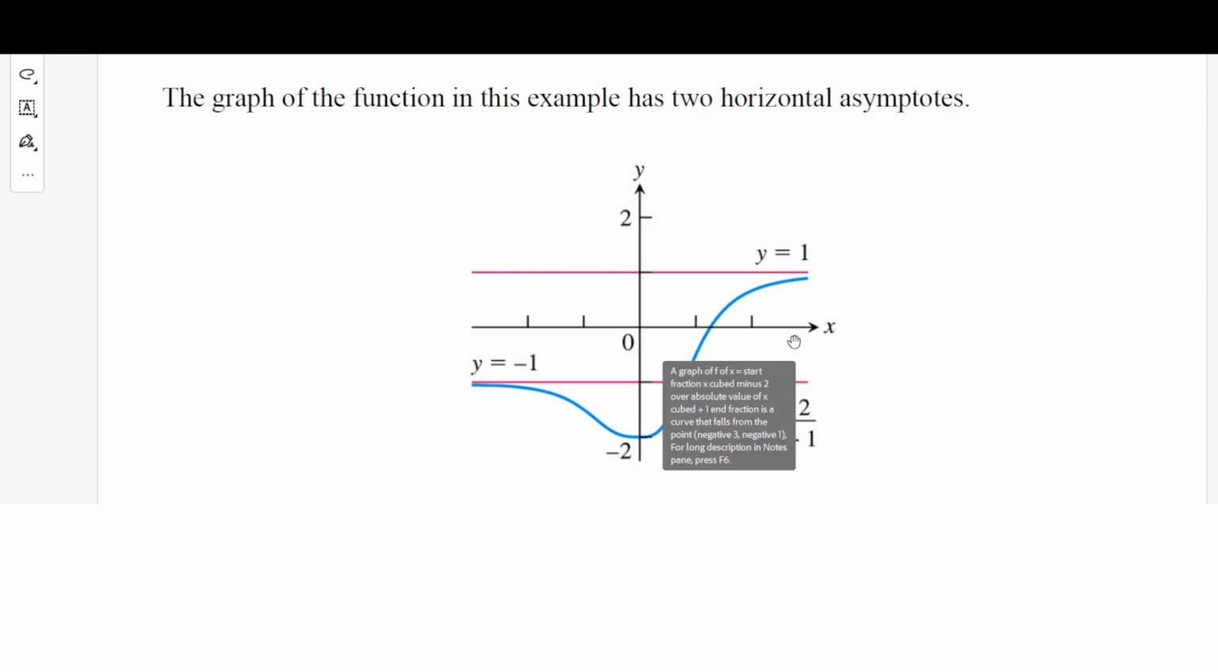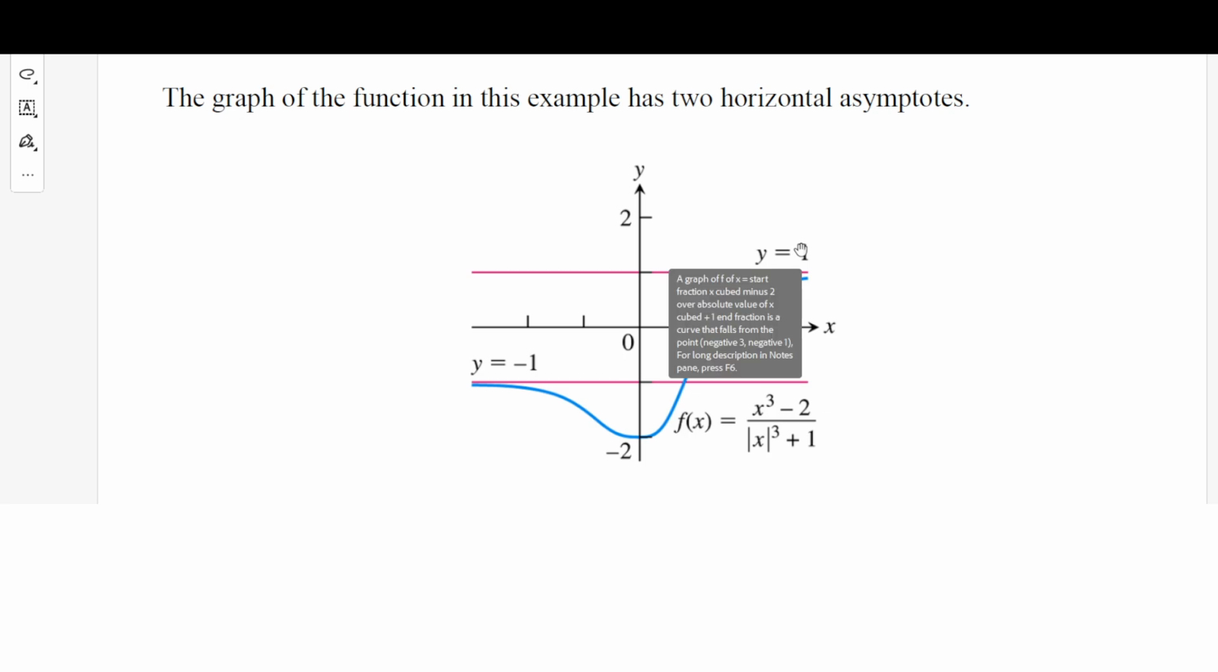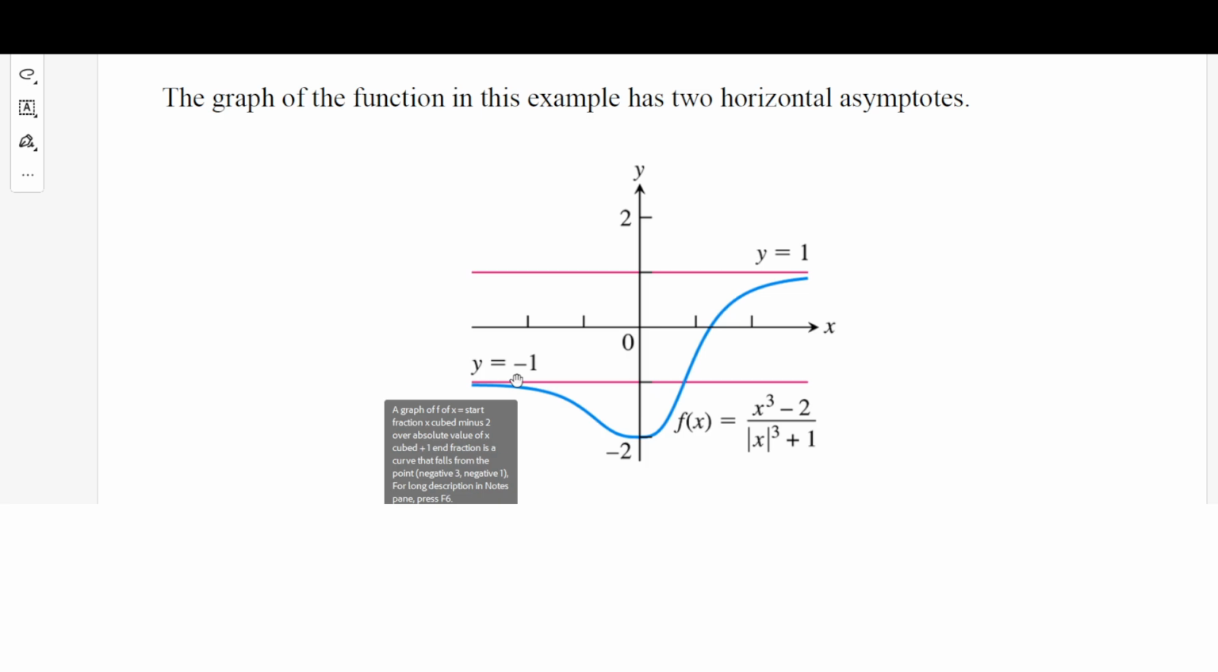I'm going to give you one example here. Let's say this is the graph of a function, and when x approaches positive infinity, when you go to the extreme right, the graph approaches 1. So y equal to 1 is a horizontal asymptote. When x approaches negative infinity, to the extreme left, the graph approaches y equal negative 1. So that means y equal 1 and y equal negative 1 are two different horizontal asymptotes for the same graph.